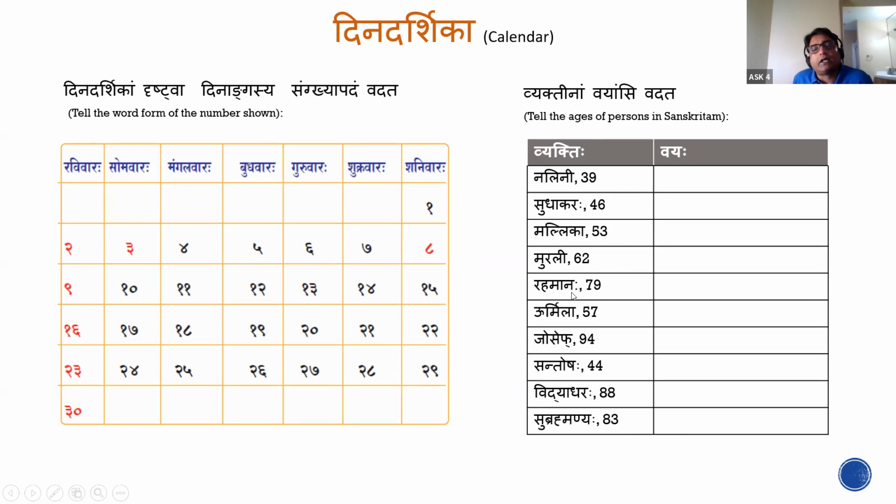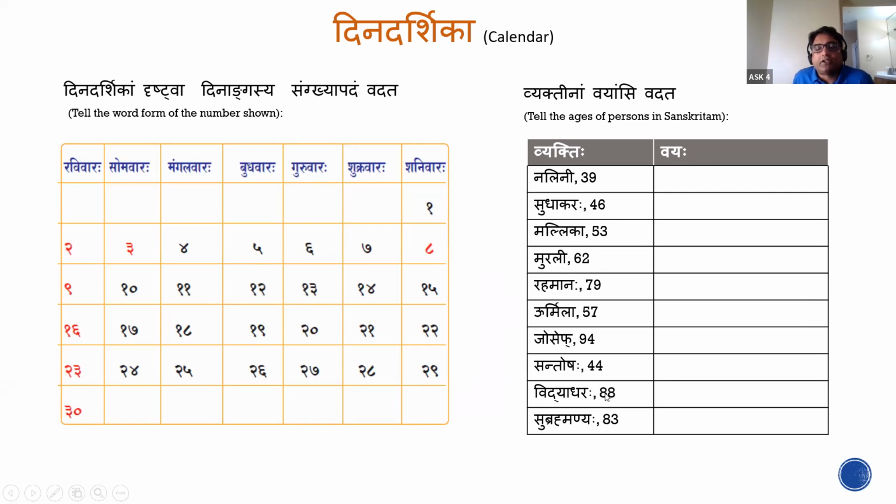Rahumanasya Vayaha Kim. What is Rahuman's age? Navasaptatihi. Okay. Kim Josephasya Vayaha Kim. Chatur Navatihi. So I told you Navatihi. Just you start by looking at the rightmost letter, okay? Then immediately it will come. What is Malligayaha Vayaha Kam? Just say three. Three. Three panchashat. Like that, whenever I ask anything, just start with the rightmost and then it will easily come.